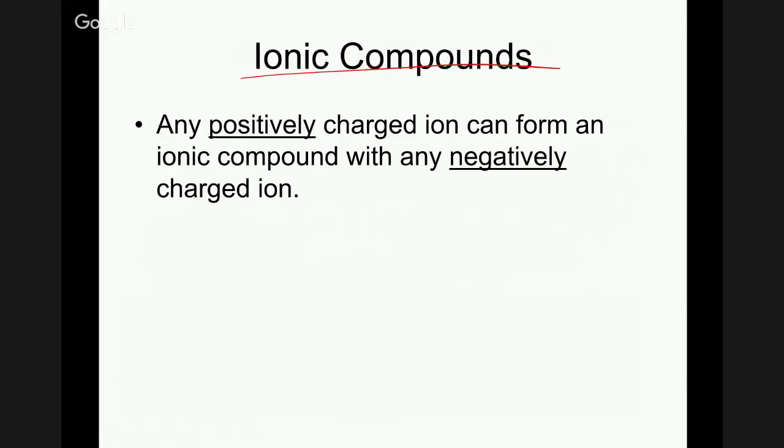So any positively charged ion, and by the way, we call these cations. And that's probably language you heard in grade 10, maybe even grade 9, but definitely grade 10. But if you didn't, that's okay, because we'll talk about it now. So any positively charged cation can form an ionic compound with any negatively charged ion. And we call these anions.